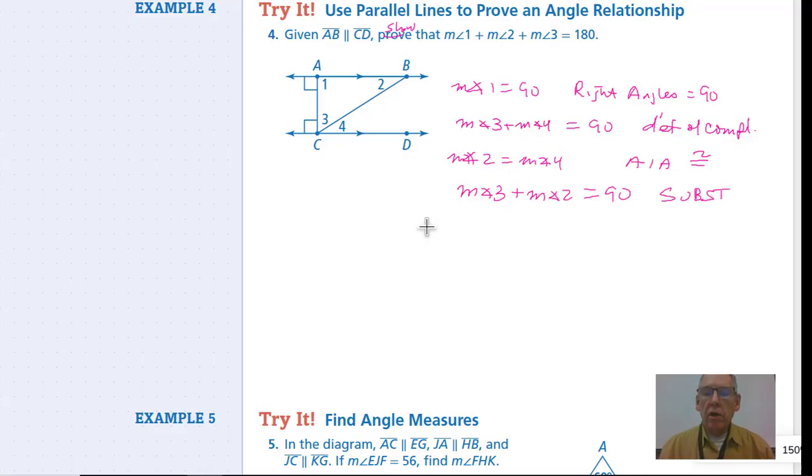And if we add angle 1, we got measure angle 1 plus measure angle 2 plus measure angle 3 equals 90, plus the 90 from measure of angle 1 equals 180. So basically we can show that the measure of angle 1 plus the measure of angle 2 plus the measure of angle 3 equals 180.